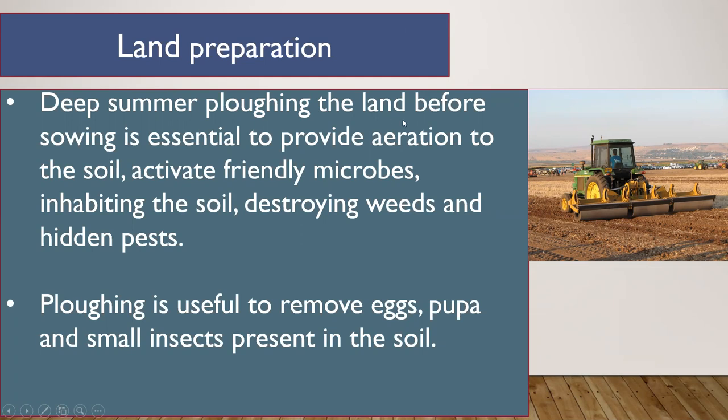Deep summer ploughing the land before sowing is essential to provide aeration. It provides aeration to our land, to the soil, and to active friendly microbes. What are the friendly microbes? Some essential earthworms are present, and bacteria like Bacillus thuringiensis also survive in our soil. Those are helpful in inhabiting the soil and destroying weeds. Weeds means the plants other than the crop. And hidden pests are destroyed by the ploughing method. Ploughing is useful to remove eggs, pupae and small insects present in the soil. Disease causing organisms, eggs and larval forms are destroyed by ploughing.